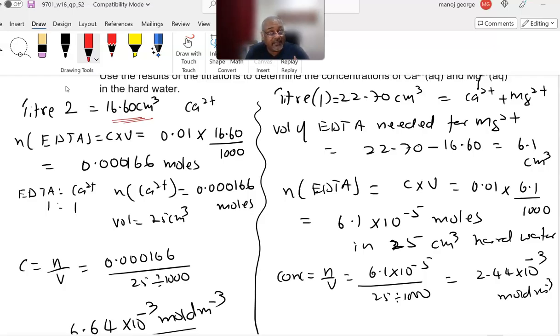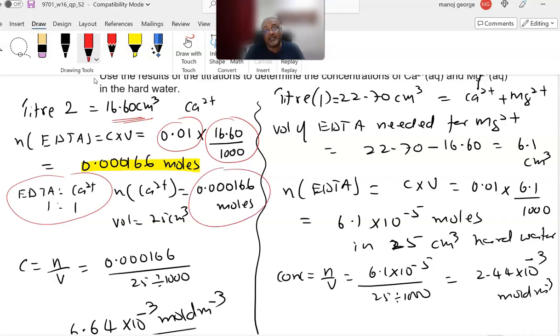And don't forget, they already gave you the concentration of EDTA as 0.01. So I have the concentration and I have the volume. And once again, don't forget the cm cube must be divided by 1000 to change to dm cube. So that's how we got the moles of the EDTA. Now, as I mentioned in the beginning, the relationship between the calcium ion and the EDTA is 1:1. So whatever is the moles of the EDTA is equal to the moles of calcium ion. So that's how I got the moles of calcium ion also as 0.000166.